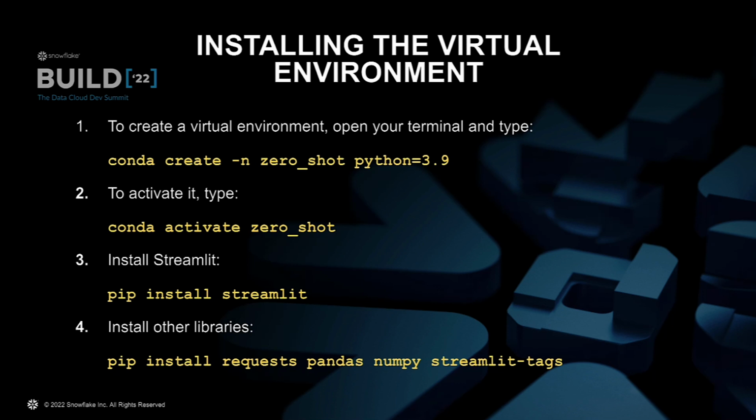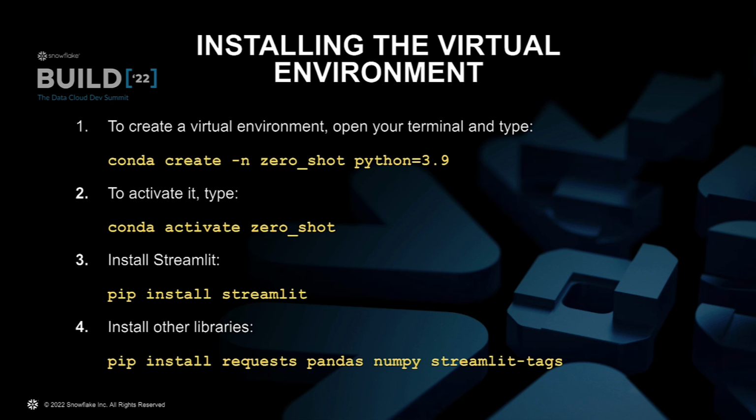So to create a virtual environment, open your terminal and type conda create -n, the name of your virtual environment. So in this instance, we're going to call it 0shot, and the Python runtime or version. So we'll use Python 3.9. Once that's done, you need to activate it. And you just need to type conda activate, and again, the name of your virtual environment, 0shot.